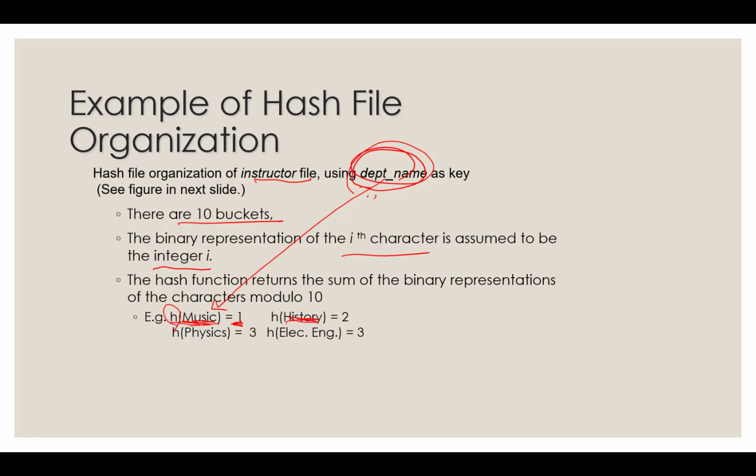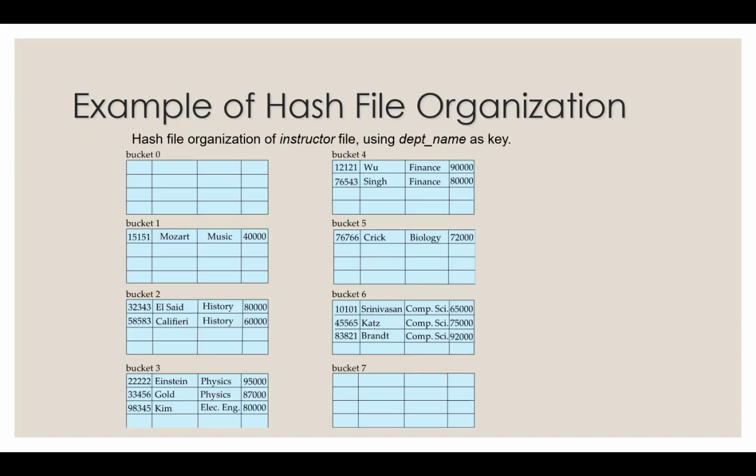History goes to bucket number 2, physics goes to 3, and electrical engineering also goes to 3. Notice how these 2 keys have the same value for the hash function, so they go to the same bucket. Here is the example that we went over. We have 10 buckets. It's not showing the whole 10, but assuming there are 10, this is based on the key, which is our department name.